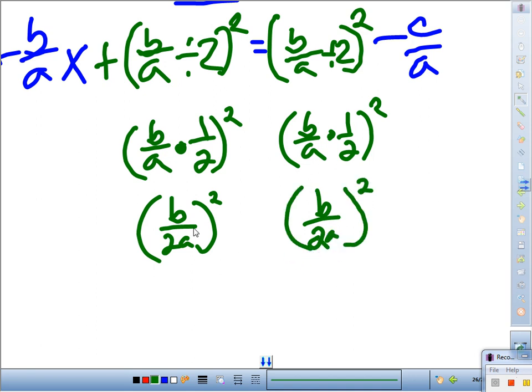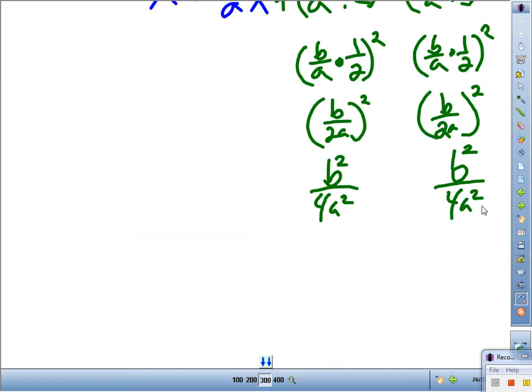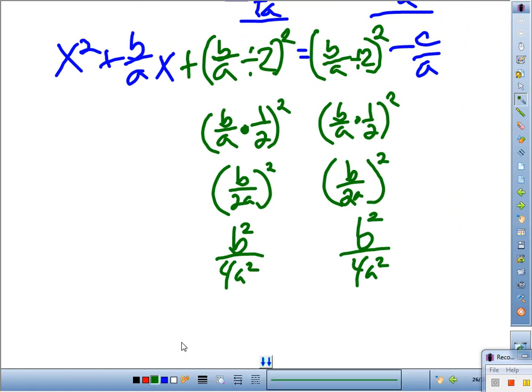Good. And then from there, to get rid of the parentheses, what is b to the second? b squared. What is 2a to the second? 4a squared. b squared over 4a squared. Hands if you got that. Okay. Try not to skip steps, right? So from there, I'm going to zoom out, and I'm going to bring all the other stuff down every step of the way that I simplify.